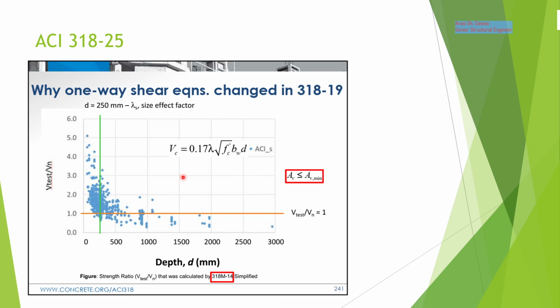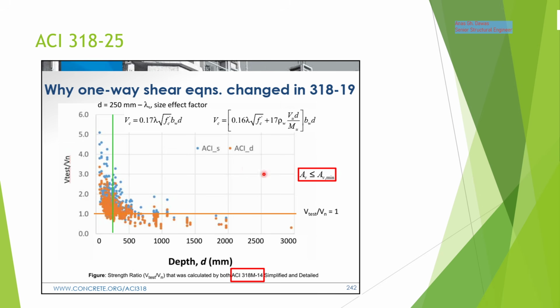Why? The main reason is the size effect factor. If you look at this equation, there is no size effect factor in it. That's why for sections with depth less than 250, we have very nice results here. But for sections with depth more than 250, we have a lot of samples that failed at a shear less than the shear calculated by this equation. So in fact, we have an issue. We have a problem. Okay.